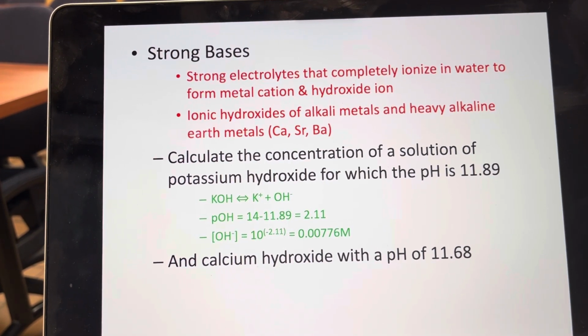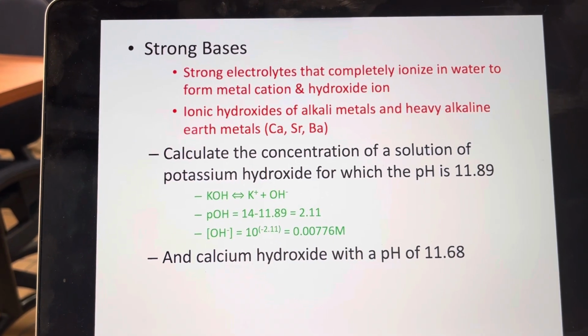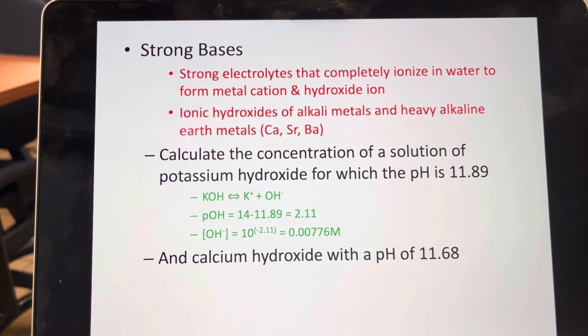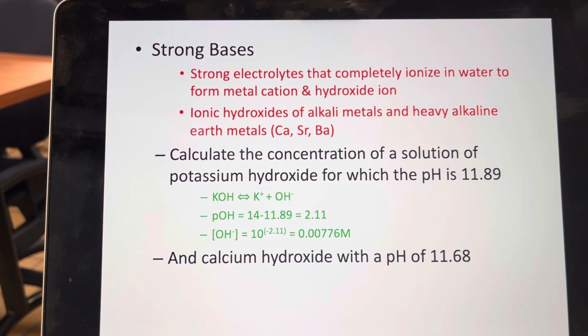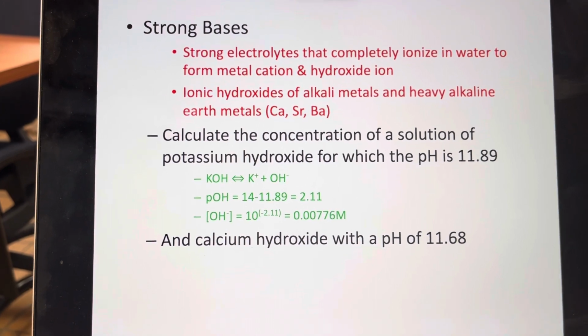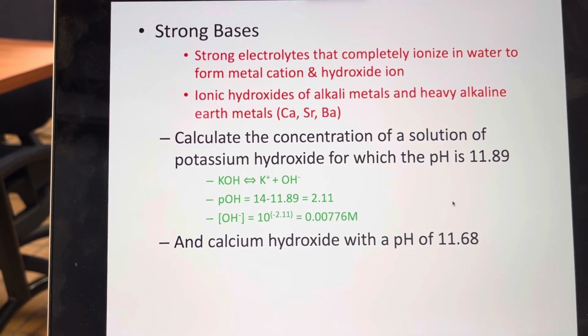Now we could have done it a different way. We could have converted the pH to hydrogen ion concentration by taking 10 raised to the negative 11.89, gotten a hydrogen ion concentration, and then converted it to hydroxide ion concentration using the Kw. So that's the other possibility. I think that's a little trickier than the way I showed you here, but either way will work.